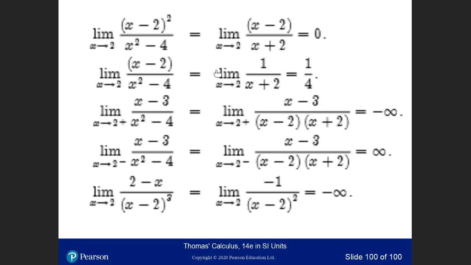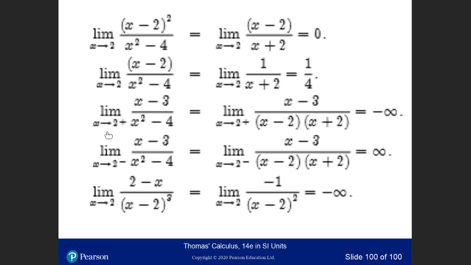However, if x approaches minus 2, then that will be a different story. You will have a vertical asymptote. Let's look at this one. So x minus 2 cancels out. If I factorize this, I have 1 over x plus 2, and the limit is 1 over 4. Of course, there's no problem here.